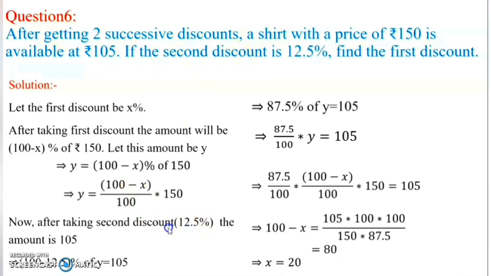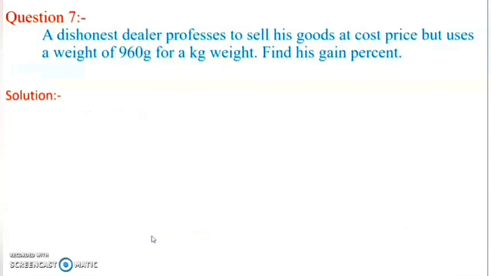So now let me go to the next problem. This problem says that a dishonest dealer professes to sell his goods at cost price but uses a weight of 960 gram for a kg weight. Then find his gain percent. So here the dealer, instead of giving 1000 grams, that is instead of giving a kg weight, gives 960 grams but for the same cost price, and we are asked to find the gain percent.